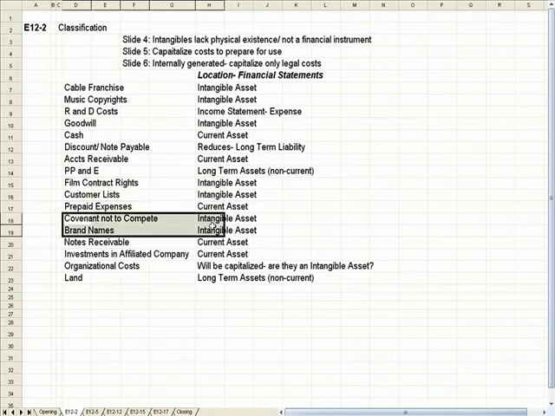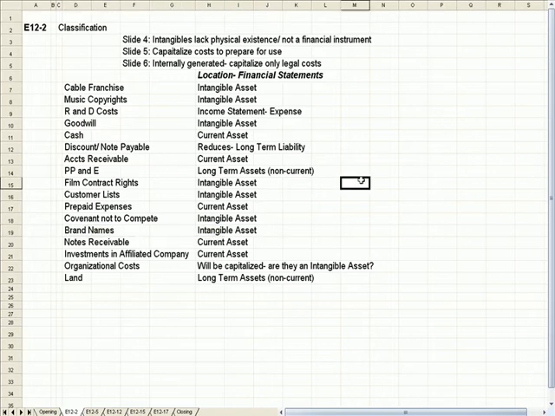This is a common one that comes up. Non-compete clauses are common in business. If you leave an organization to get a payout, there may be a non-compete clause. That's an intangible asset. Brand names too, if Coke buys Pepsi, for example.